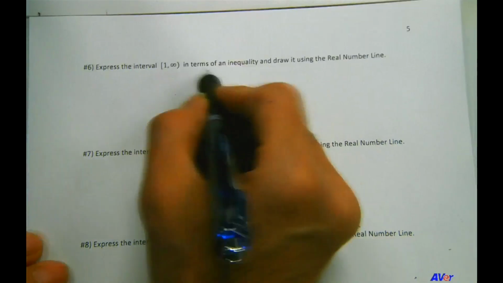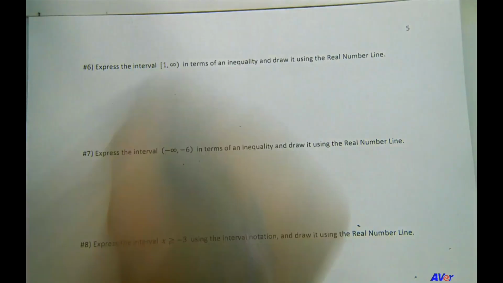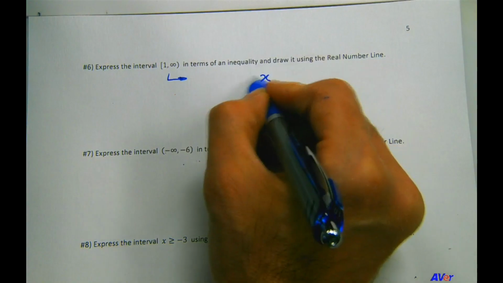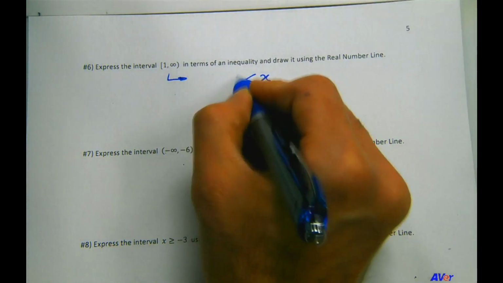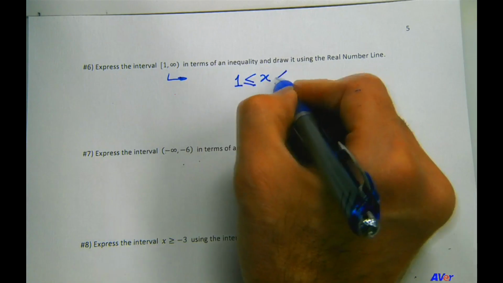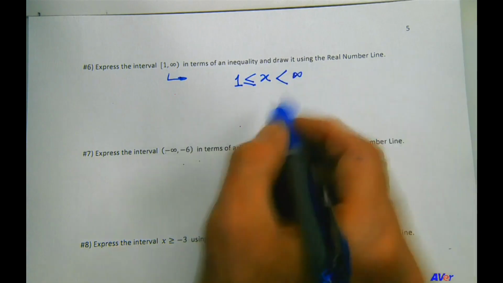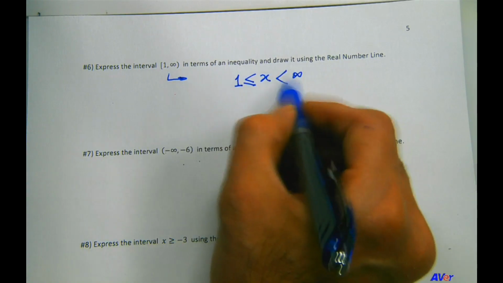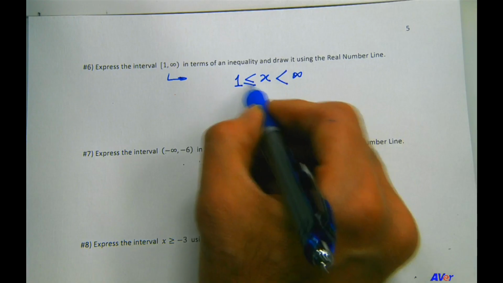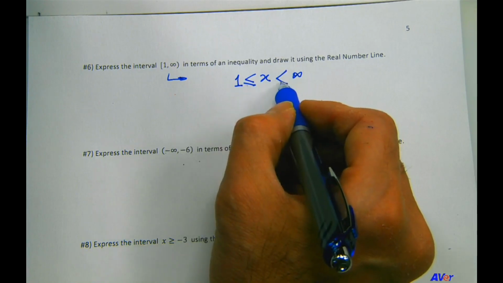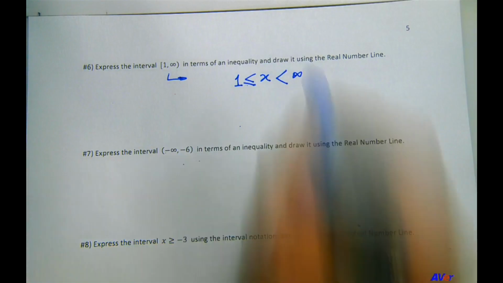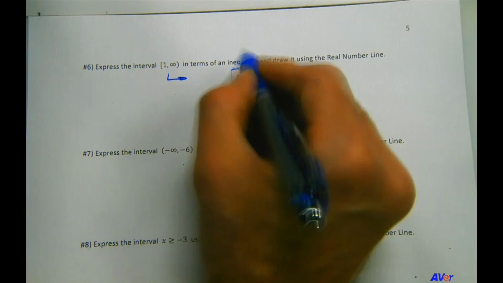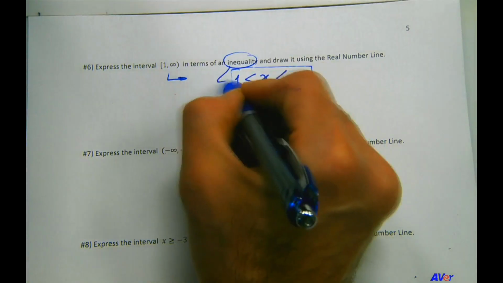In terms of inequality, this would be x, any value between and equal to 1 and infinity. So the infinity side always gets the strict inequality, which is what you see here, without the equality under it, always. Whether they say it or not, it doesn't matter, because we can never reach infinity. So that is in terms of inequality.